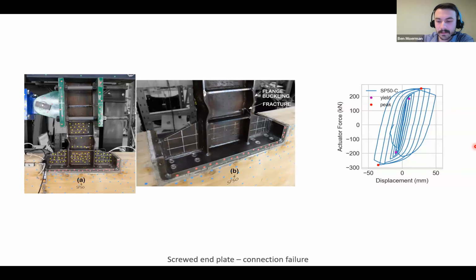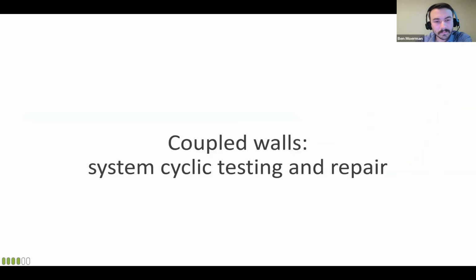And then finally, the last one of the screwed end plates, we also did a ductile beam and capacity designed the connection. So we got a nice ductile failure. You can see yielding in the flanges and a nice hysteresis curve here. So onto the system test. We finished out the connection testing, decided that the screwed end plate was the best one of the set, and decided to use it in the system.